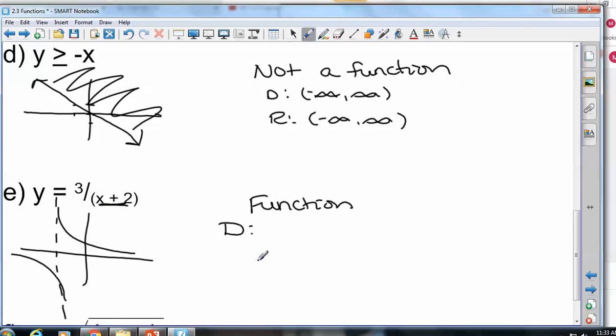Domain. We could do it from the graph, or we could look here. What's the one thing x can't be? Negative 2. So your graph is coming from negative infinity, stops when it gets to negative 2, it doesn't touch it, so that's a parenthesis. There's more than one piece, so you put the union. The next one picks up at negative 2. Again, it's not touching, and it goes on forever in the positive direction.